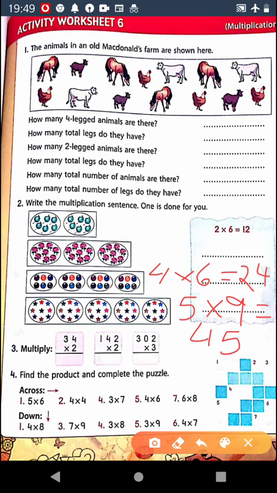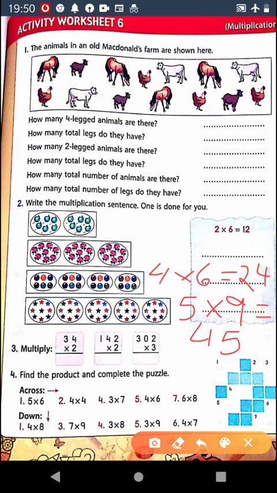Okay. So when we write multiplication as group, we always write the number of groups first. So 2 into 6, 3 into 3, 4, 5, 6, 3 into 8, then 4 into 6, and then 5 into 9.